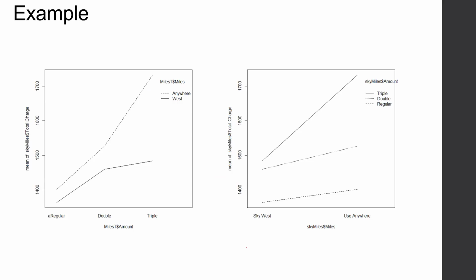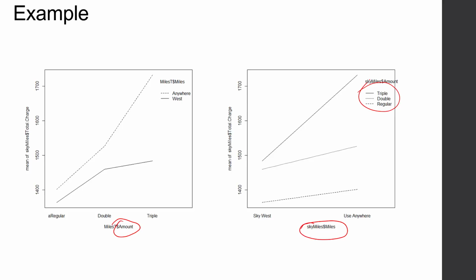All right, so I've created the interaction plot both ways. The first time I put amount, regular, double, or triple, on the x-axis and made the lines the type of miles that were offered, Anywhere or SkyWest. And the second way I did it was by putting the miles, Use Anywhere or SkyWest, on the x-axis, and made the amount, regular, double, or triple, the different lines. Because sometimes it's easier for me to see things if I look at it both ways.